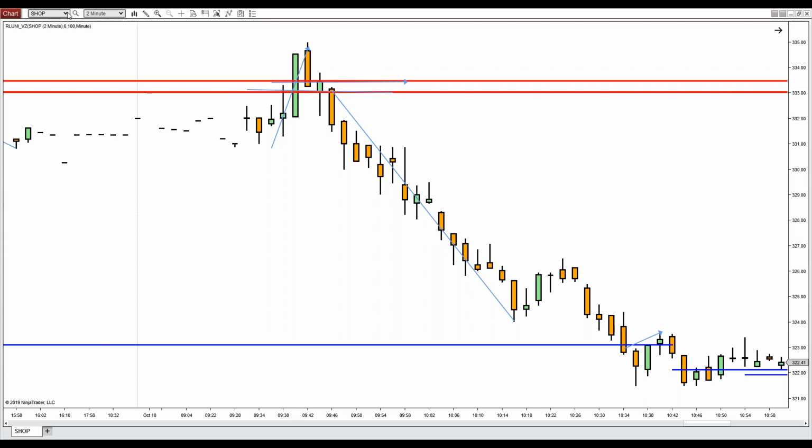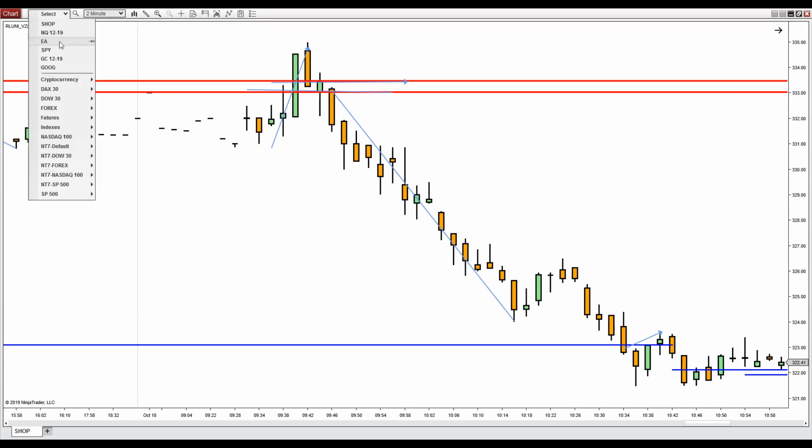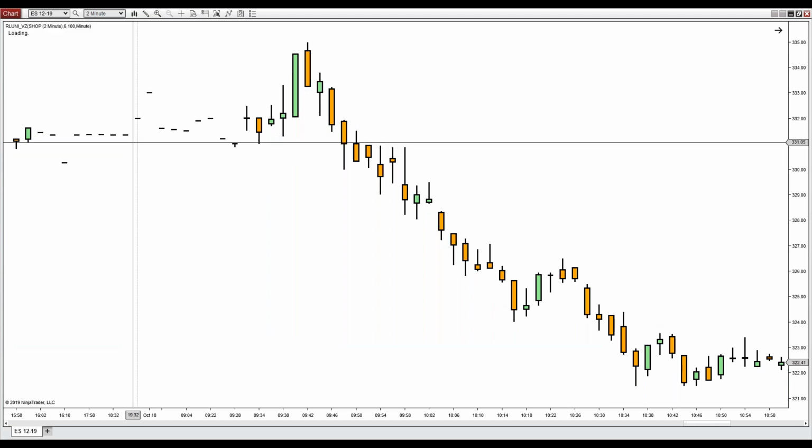I'll do one more, that's it. Everybody must be asleep by now. I'll do the E-mini because that's such an important instrument and so many people trade it.